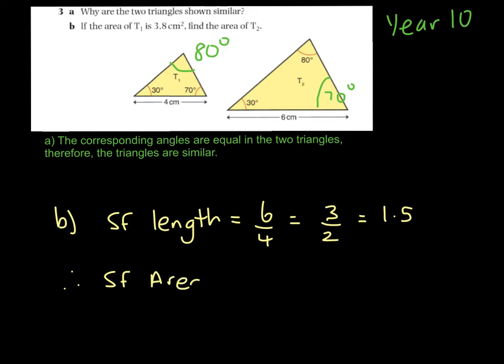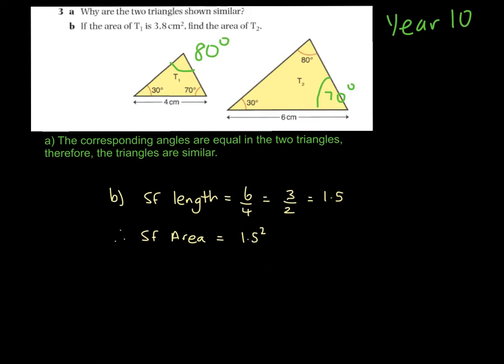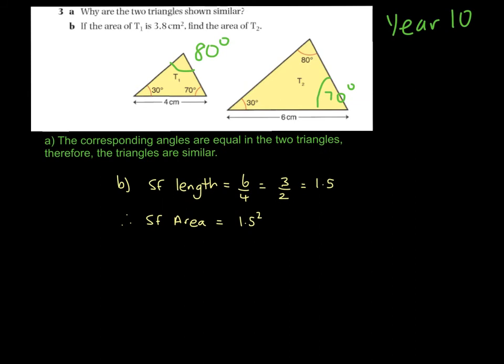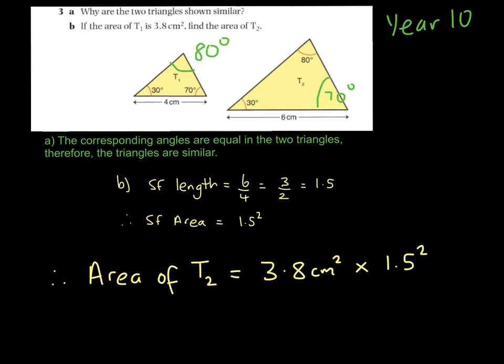So therefore my scale factor of my area is going to be 1.5 squared. So my area of the bigger triangle, T2, is going to be the area of the smaller triangle multiplied by my scale factor of the area. So it's going to be 3.8 multiplied by 1.5 squared. That's it. That's all there is to this work. So my answer is going to be 8.55, and I've rounded that to 3 significant figures.